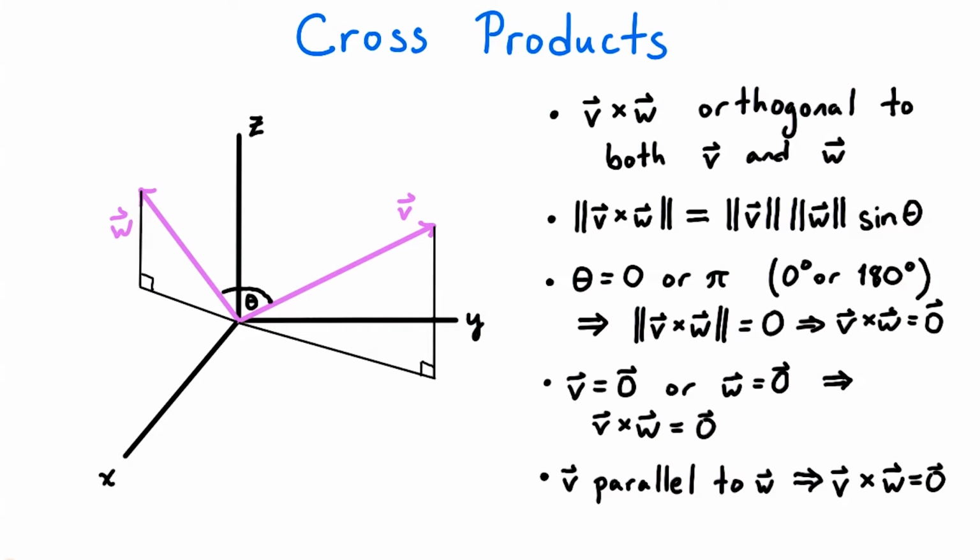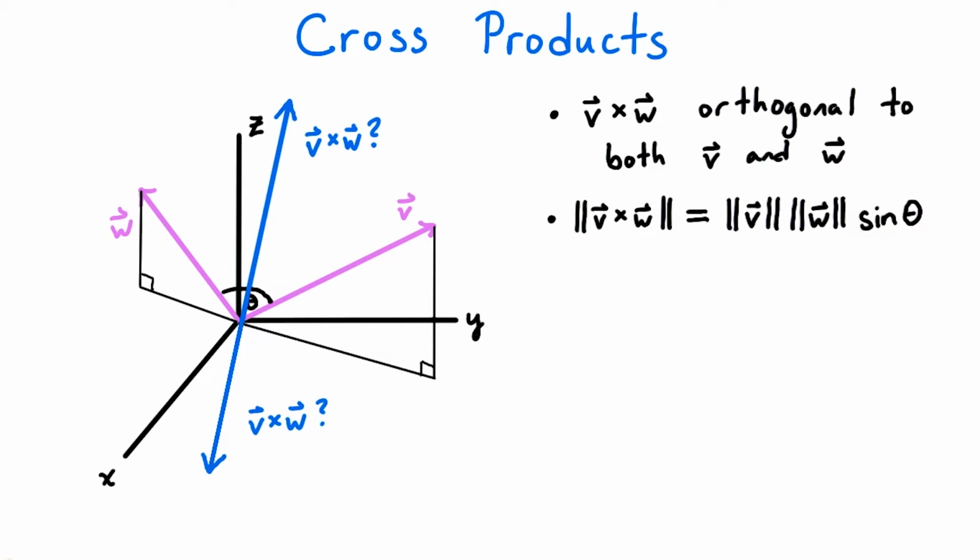Notice that if theta is 0 or pi, that is 0 or 180 degrees, then the cross product will have magnitude 0. So in other words, the cross product of two parallel vectors is the zero vector. Also, if either v or w is the zero vector, then the cross product will be the zero vector as well. Assuming we're not in one of these degenerate cases, notice that there are in fact two vectors that meet the geometric description given so far. These vectors are negatives of each other.